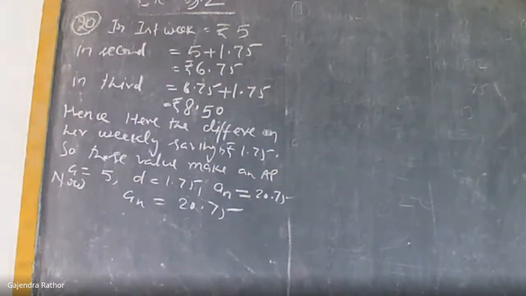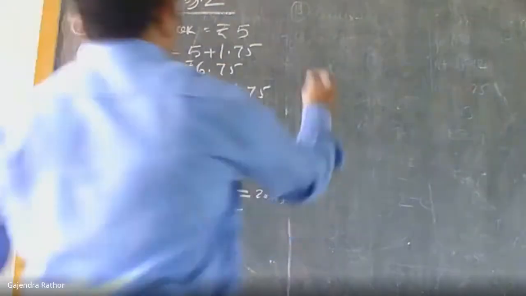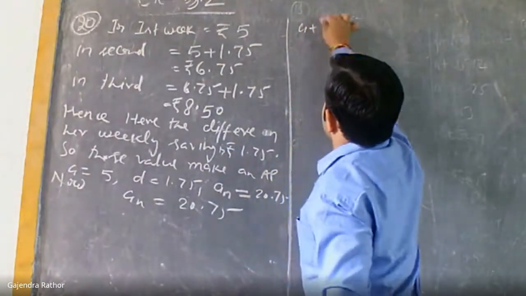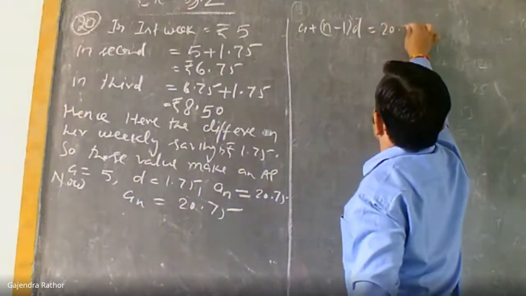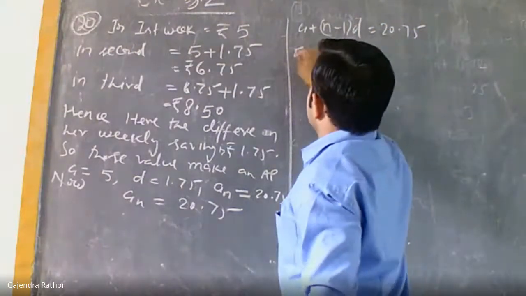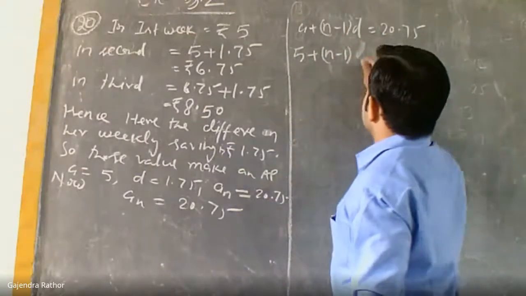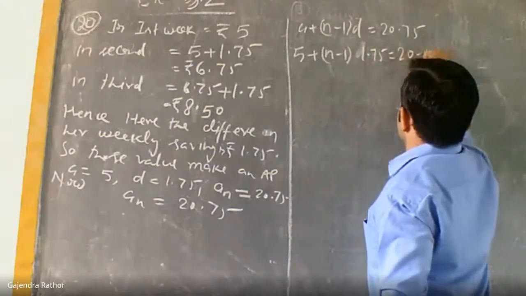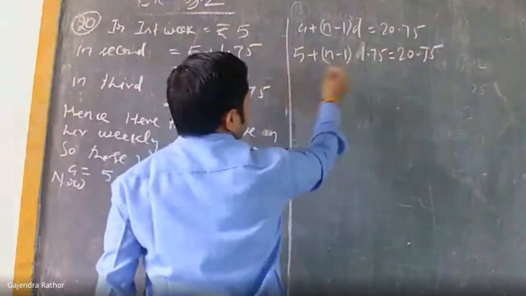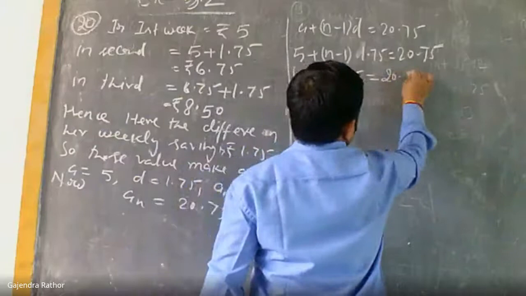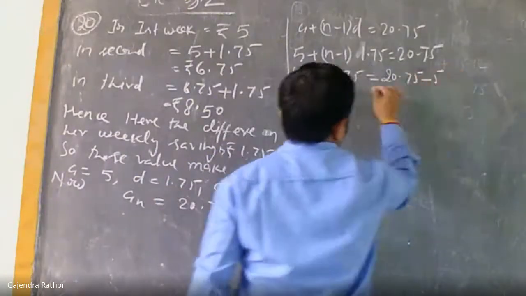Other students also try. Correct answer, Sanjana. Very good. Rashmi, okay, let's see. A plus n minus 1 times d is equal to 20.75. What is the first term? 5, plus n minus 1 times d. d is 1.75, is equal to 20.75. The first term is 5, remaining n minus 1 multiplied by 1.75 is equal to 20.75 minus 5. Subtract it.